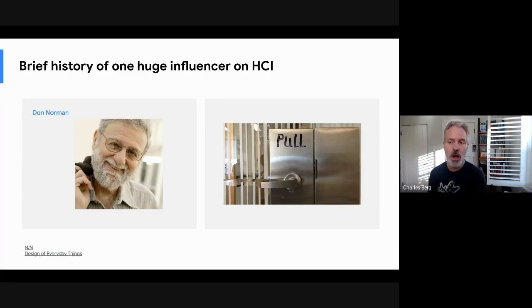And so the idea of a Norman door is a door that has a bad user interface, one in which when you go to the door before you interact with it, it's not very evident exactly what you do to that door. Do you push it? Do you pull it? What do you exactly do? And so a Norman door is an example of a bad user interface for something as simple as a door.